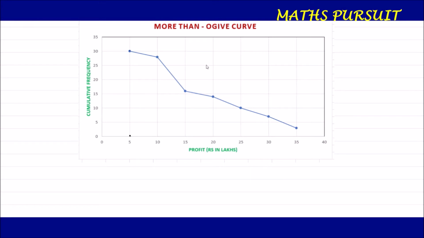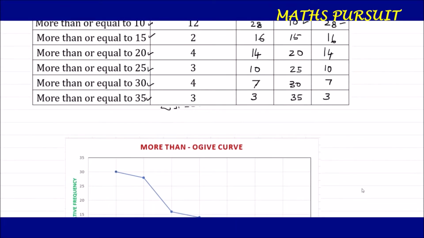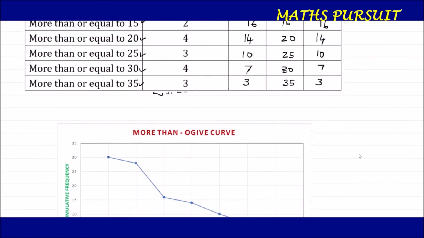And the second data that we have is 10, 28. So here it is 10 and here it is 28, which is slightly below 30. And the other data that we have is 15, 16. So let us confirm, 15, 16.